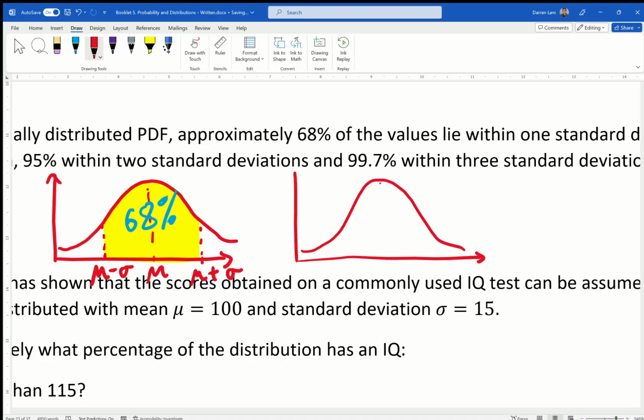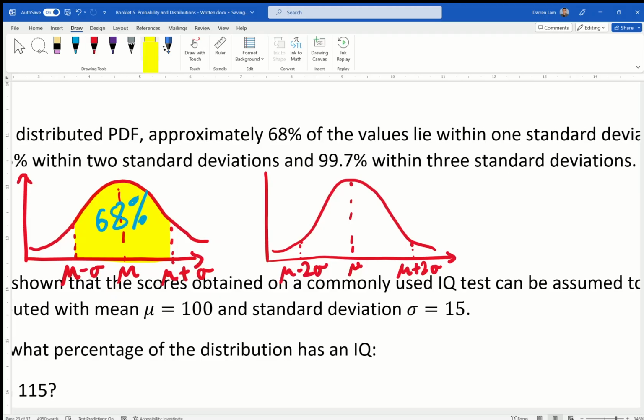We're going to still draw our mu. We're going to go a little bit further out and go plus or minus 2 sigma. And that area from there to there is going to be 95%.